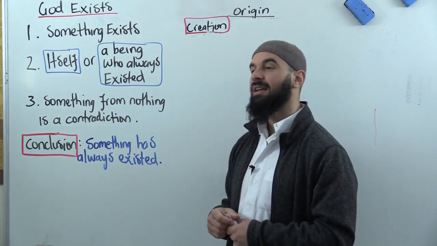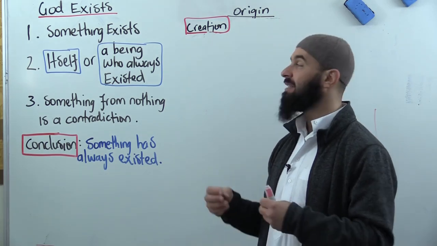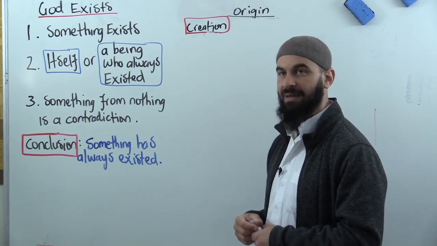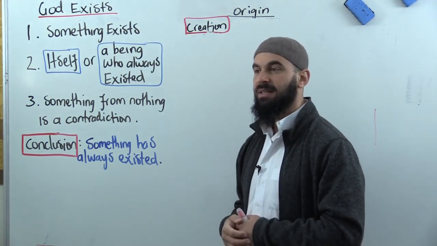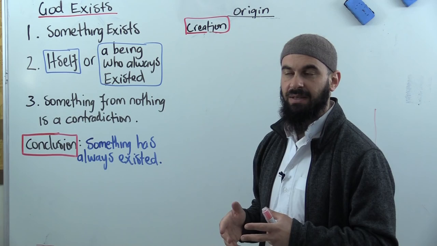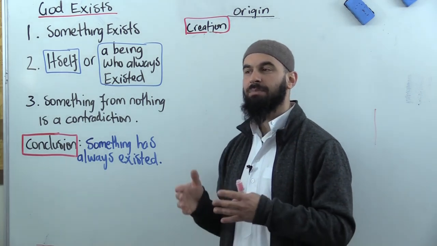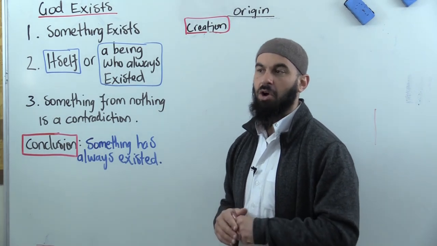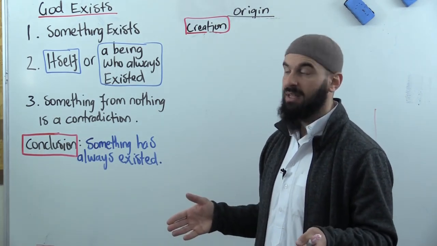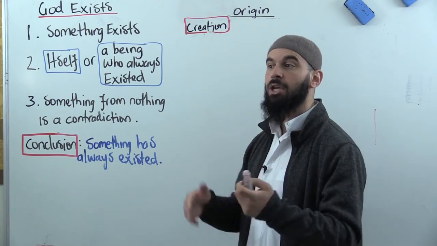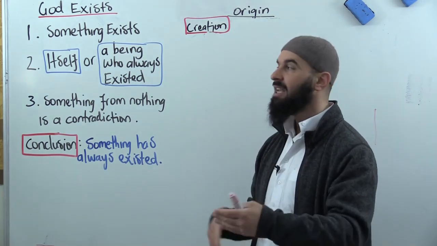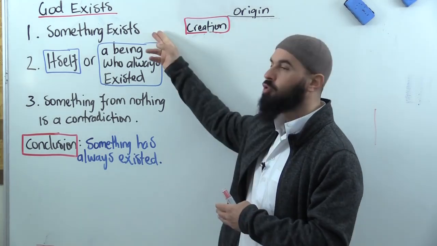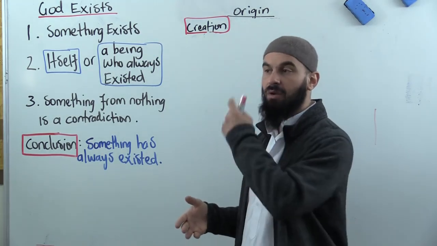Now what we have here on the board is an example of a deductive argument that proves the existence of a divine being. The first premise is something exists. Now the premise that something exists is a premise that does not require any investigation whatsoever. I accept that things do exist. This board exists, this pen exists, humans exist, cars exist, even a child will know this to be true. This point is merely stating a truth and does not require any investigation whatsoever.